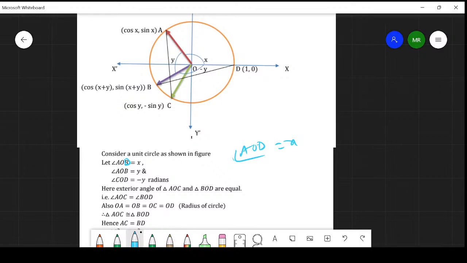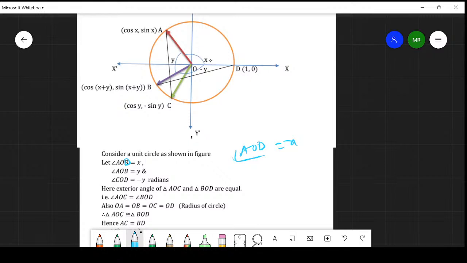When two triangles are similar, definitely the length AC is equal to BD in those two triangles. Now, using the distance between points, because these points are on the circle, this is the unit circle. So D is the point (1, 0).